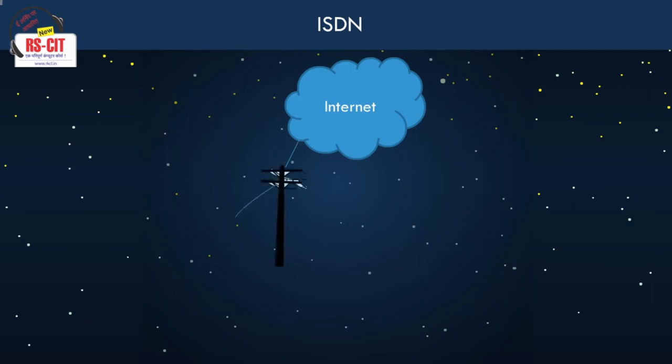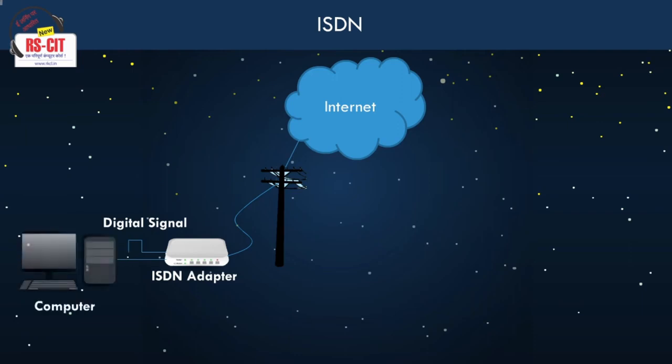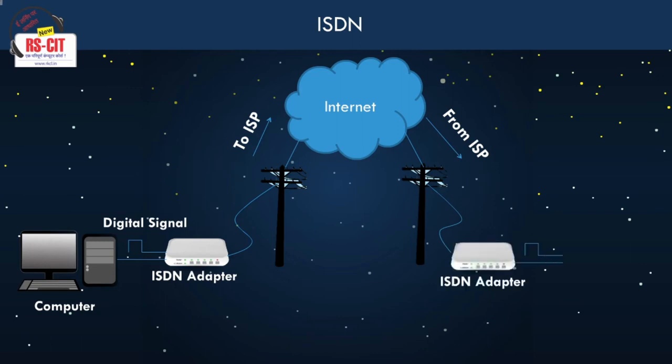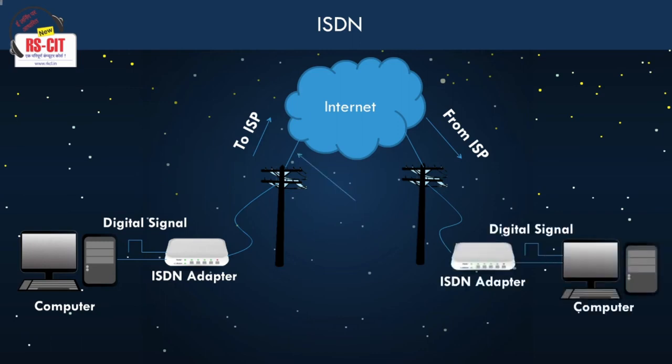ISDN, Integrated Services Digital Network. Integrated Services Digital Network, that is ISDN, is a set of communication standards for simultaneous digital transmission of voice, video, data, and other network services over the traditional circuits of the public switched telephone network.